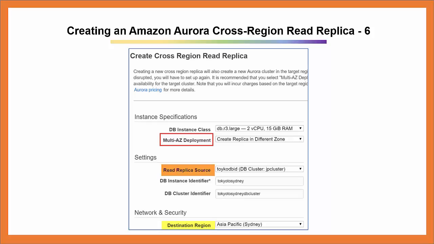Here I'm creating a cross-region read replica from Asia Pacific Tokyo to Asia Pacific Sydney. Amazon Aurora will create the cluster and the instance. The state of both items will remain showing creating until all items are created and data has been replicated, which could take some time depending on the amount of data stored in the existing cluster.